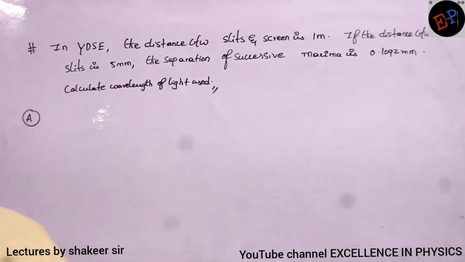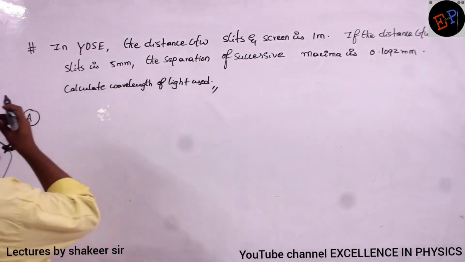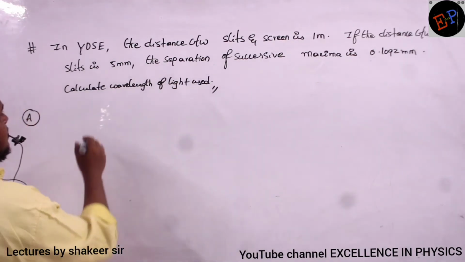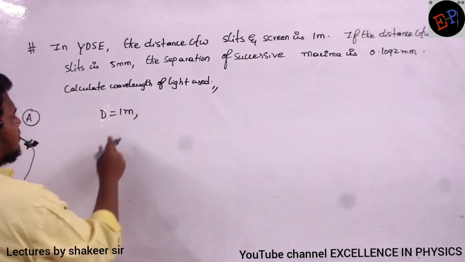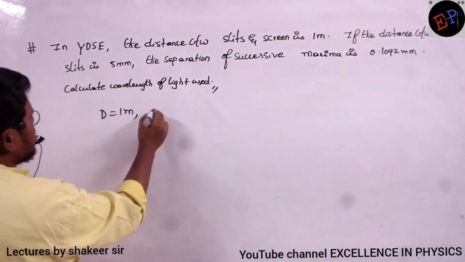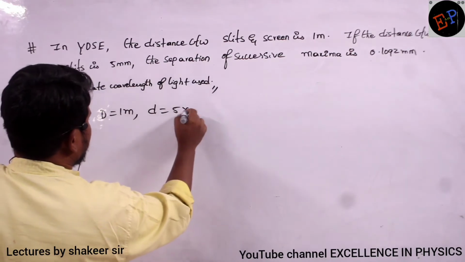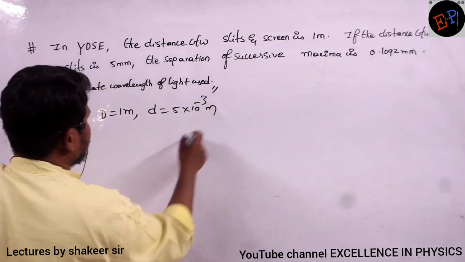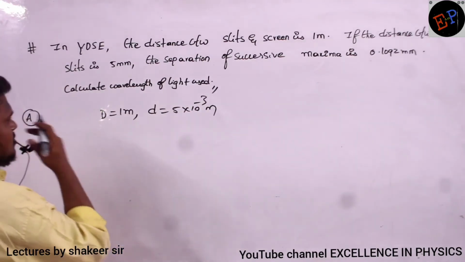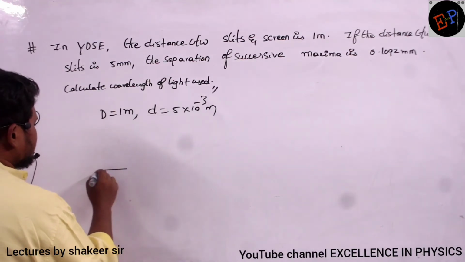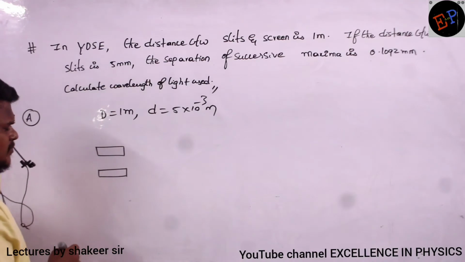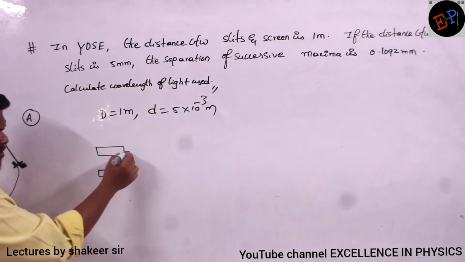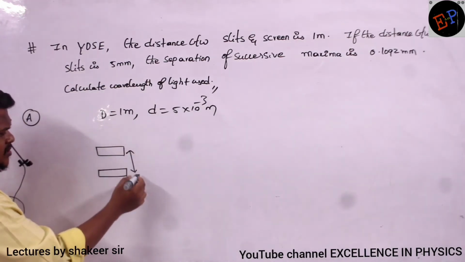So the distance between slits and screen is 1 meter. It means capital D is 1 meter. And the distance between slits, small d, is 5 mm, so 5 into 10 power minus 3 meter. Separation of successive maxima: this is one bright fringe, this is another bright fringe, so the distance between two bright fringes is nothing but beta.